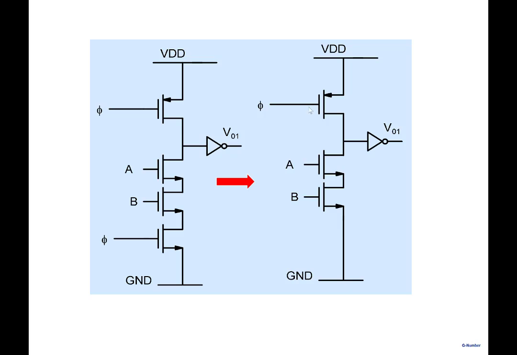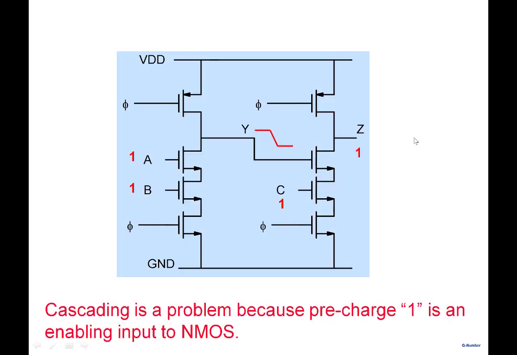When phi is 0 here, the A and B are not high, and you don't get a path to the ground. So by delaying the clocks from when you go from one level to the next level here. All right, so there's another solution to the cascading problem. Note that the cascading problem was because the output is pre-charged to 1, and if 1 is the incorrect output, then 1 sort of enables this particular gate and causes incorrect output over here.